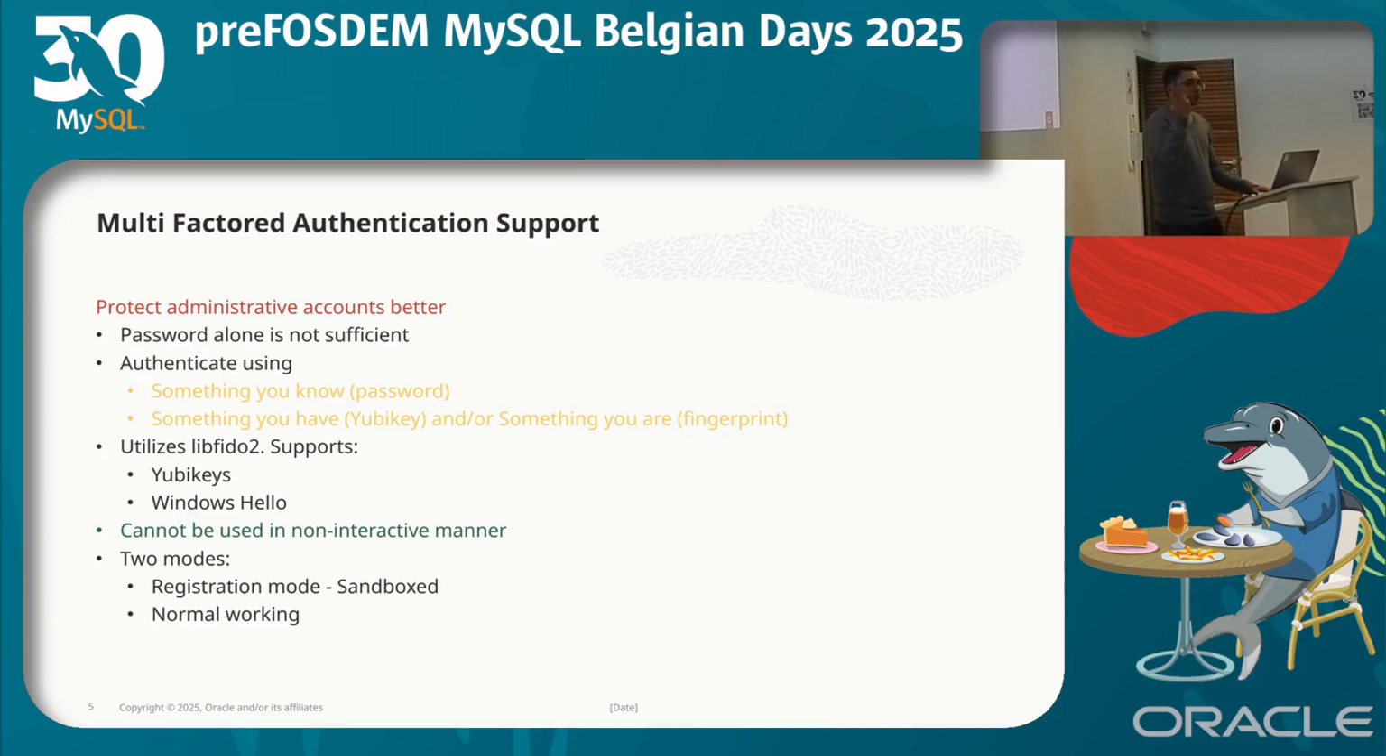So we are focusing on two things. One is something you know, which is your password. And the other thing is either something you have or something you are. So like a YubiKey that you have, or a fingerprint, or retina scan, or whatever is supported by your system. To implement this, we are using lib502, and thanks to it, we can interface with YubiKeys and also the Windows Hello.